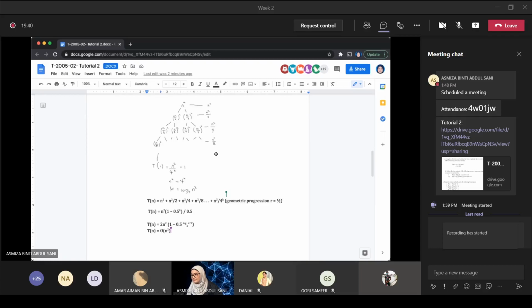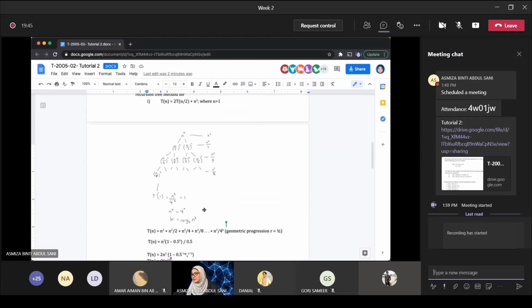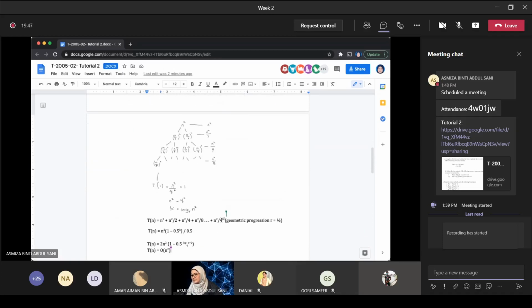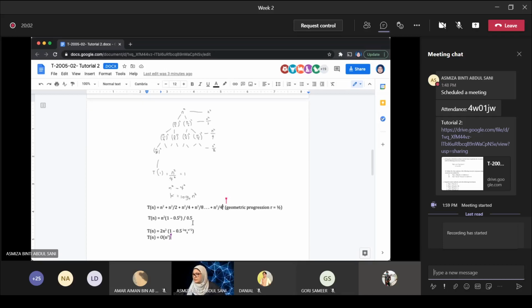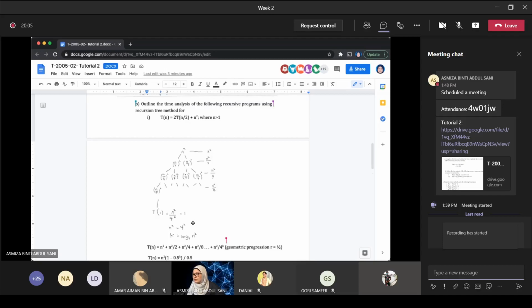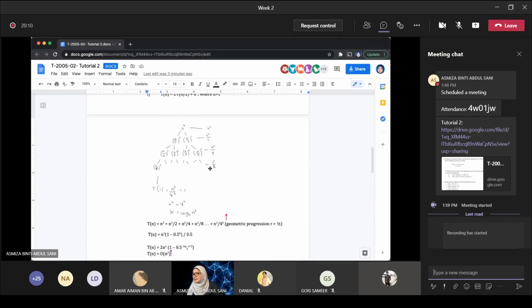Okay, and then do you have a different answer? So in your case, for this answer, this one is supposed to be n squared over 2 to the power of k, not 4 to the power of k. But yes, it is a geometric progression. If you try to add up, it is a geometric progression, and the answer is I think order of n squared. It's just that the last term would be n squared over 2 to the power of k.